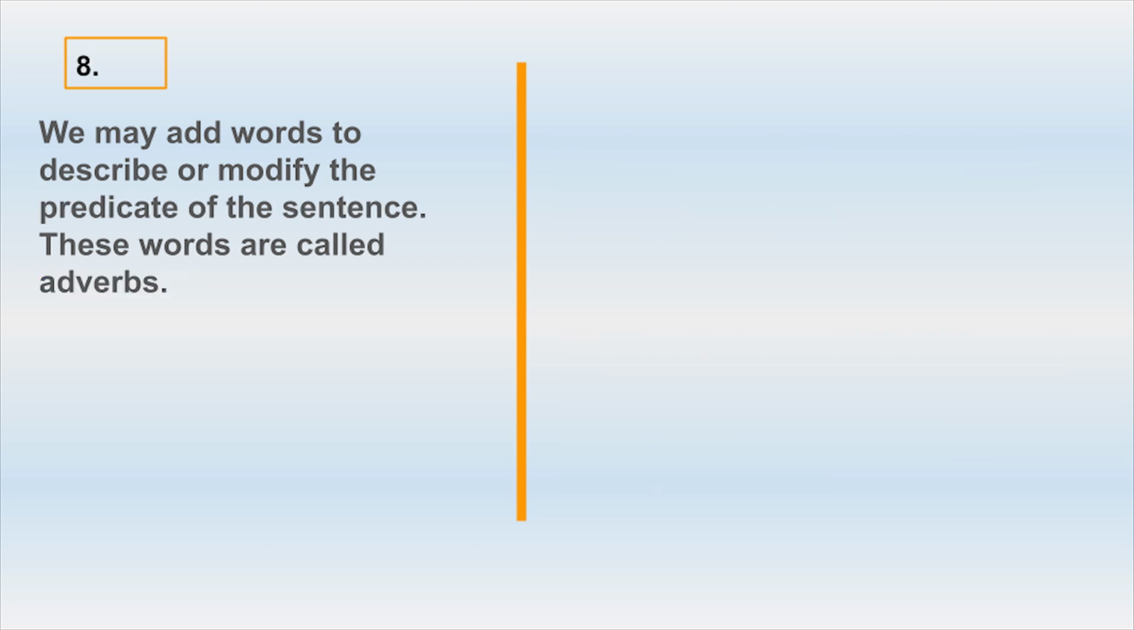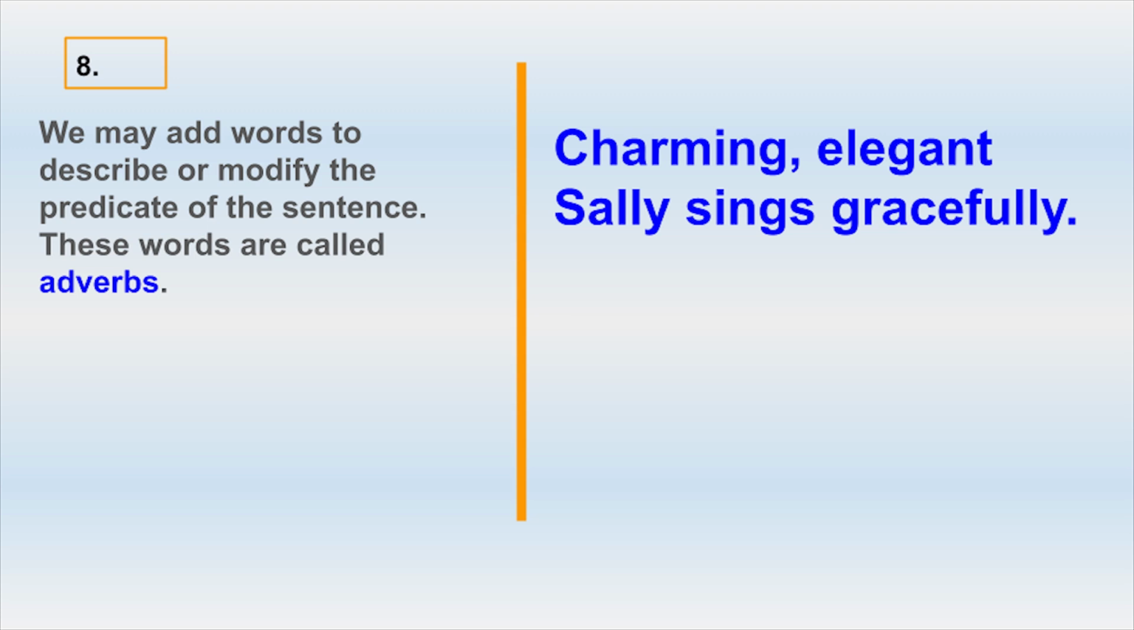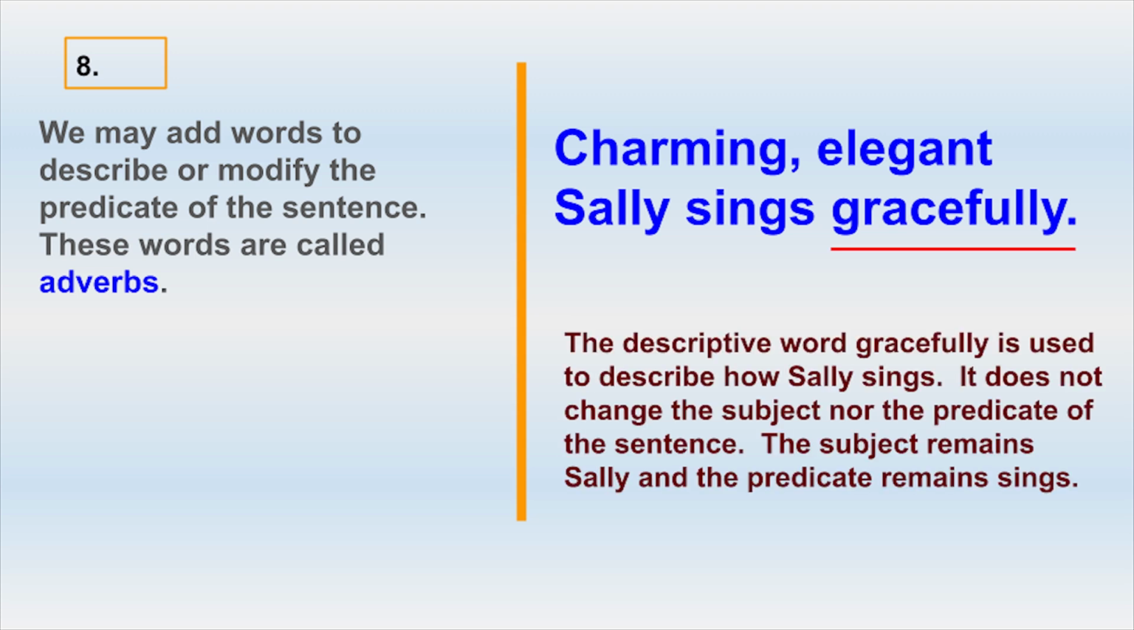Number 8. We may add words to describe or modify the predicate of the sentence. These words are called adverbs. Charming, elegant Sally sings gracefully. The descriptive word gracefully is used to describe how Sally sings. It does not change the subject nor the predicate of the sentence. The subject remains Sally and the predicate remains sings.